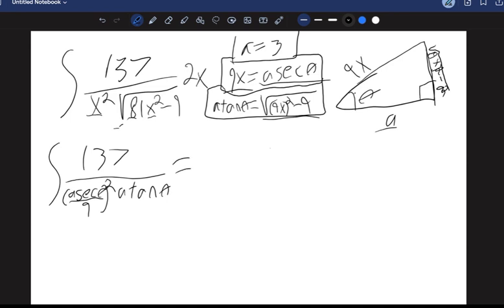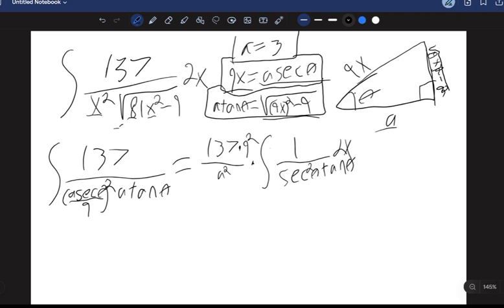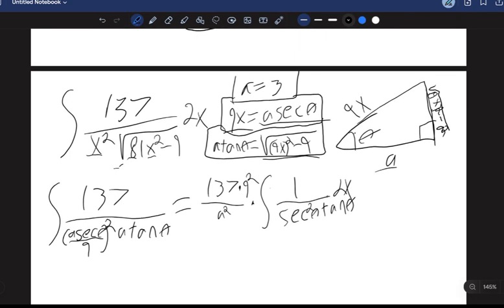And so then I'm going to do some simplifications. A over 9 I can pull out as a over 9 squared. Does that make sense? Mm-hmm. So like 137 over a squared times x squared times the integral of 1 over secant squared theta tan theta dx. Now all those scary numbers, we can get rid of dx.